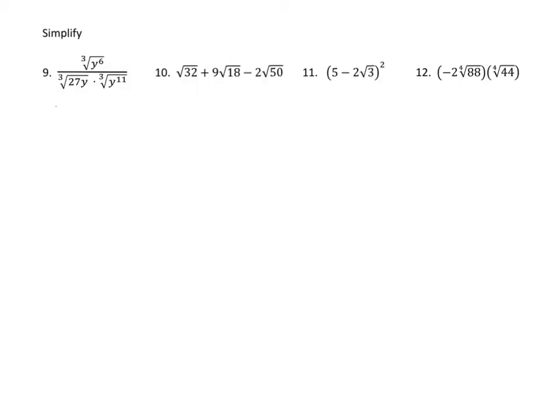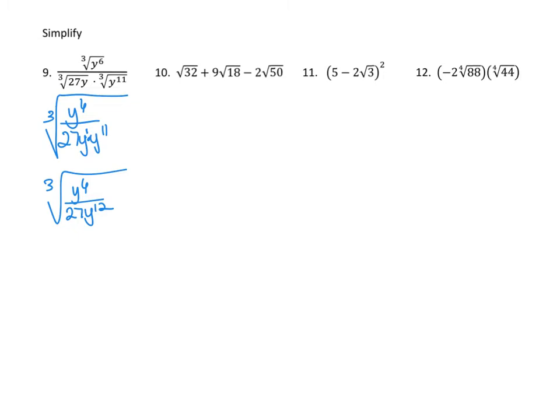Okay, next I have the cube roots. I have all cube roots, so I'm going to write this as one big cube root. Y to the 6th over 27y times y to the 11th. And that's the cube root of y to the 6th over 27y to the 12th. That's y to the 1, so add my exponents, times y to the 11th. And then we'll simplify. 6 minus 12 is negative 6. So the cube root of 1 over 27y to the 6th, which is 1 over 3y squared.